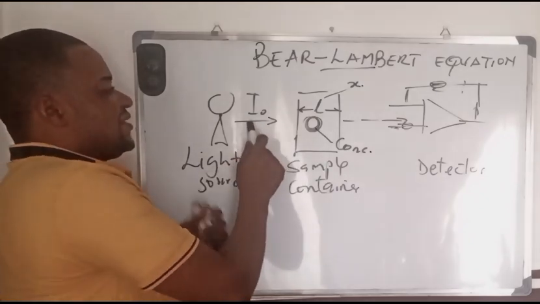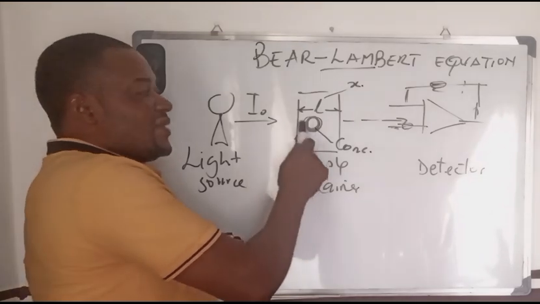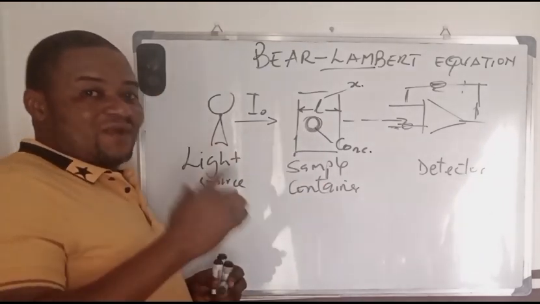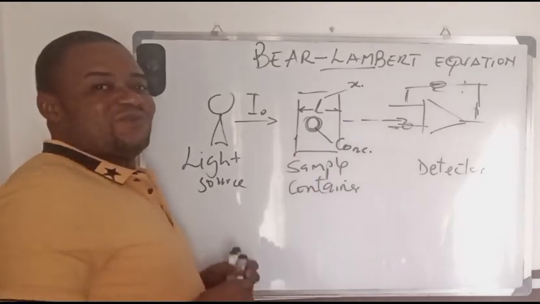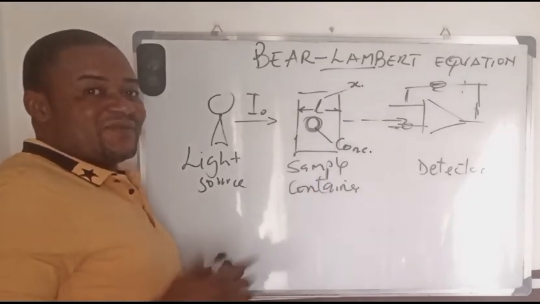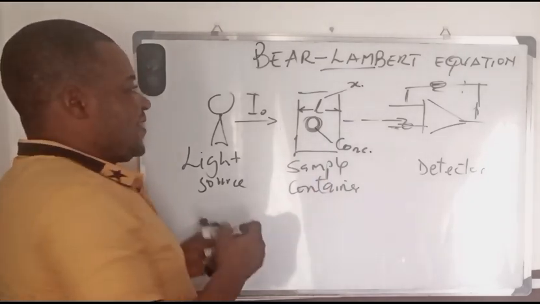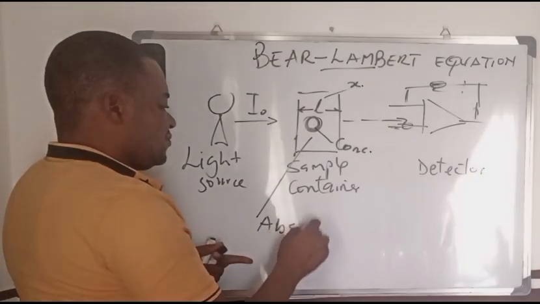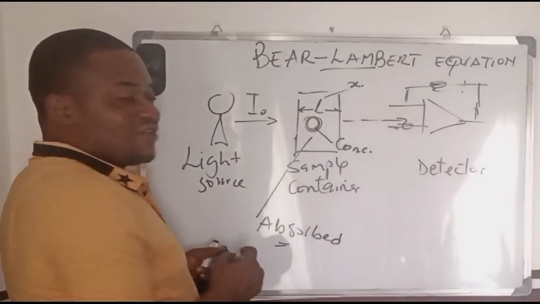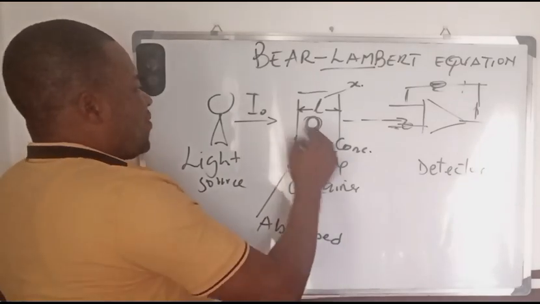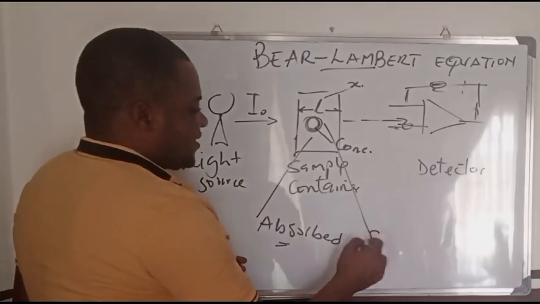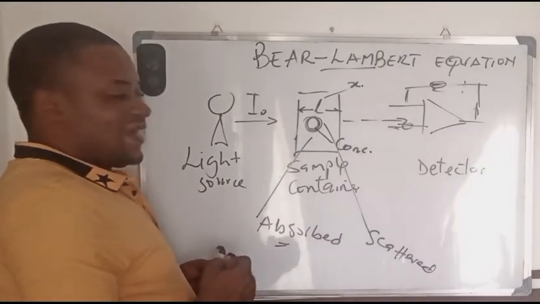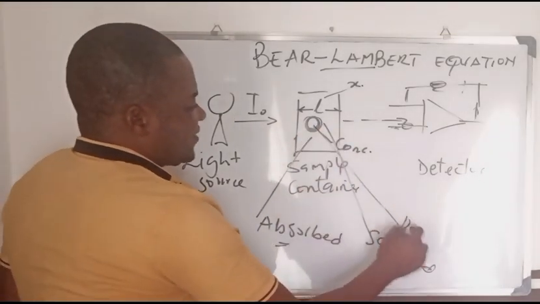When this incident radiation hits this particular sample, three things happen. One is that there will be radiations that will be absorbed. There will also be radiations that will be scattered, and there will be radiations that will be reflected.